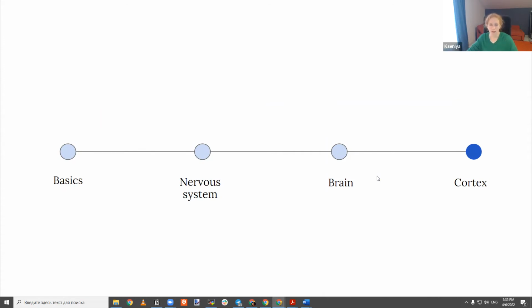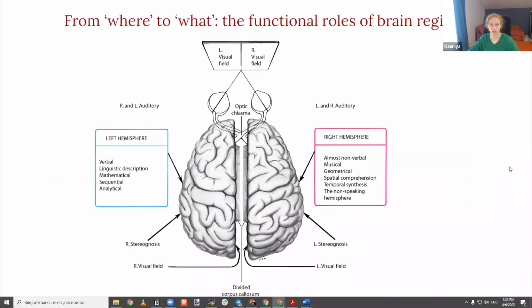Now let's move on to the anatomy of the cerebral cortex, the biggest part of the brain. The two hemispheres are completely separate and divided by the longitudinal fissure at the top that runs between the two hemispheres from the anterior to the posterior part of the brain, and here is a schematic view of the two hemispheres showing some measured functions of the left and the right hemispheres.